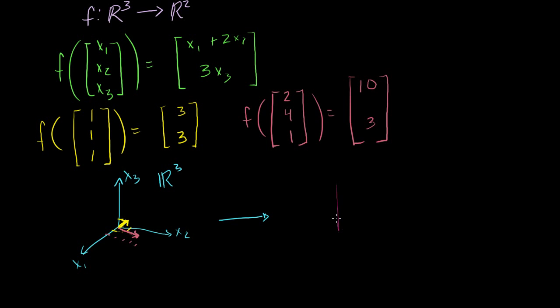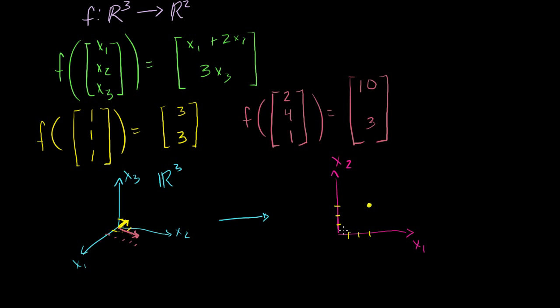So we just have to draw two axes like this. Let's call this x1, and let's call this x2. And so what does f of (1, 1, 1), this yellow vector, become? It becomes (3, 3). So if I do it in yellow, 1, 2, 3, 1, 2, 3.